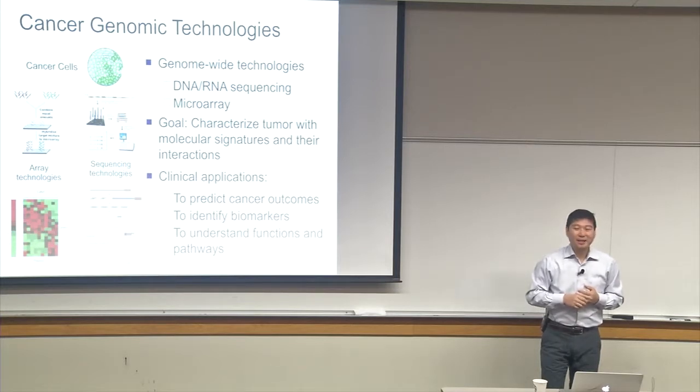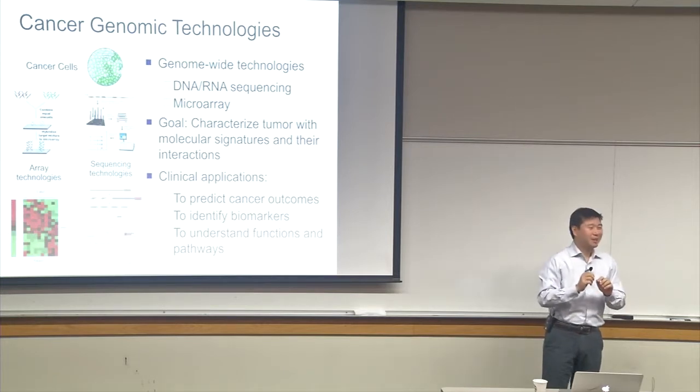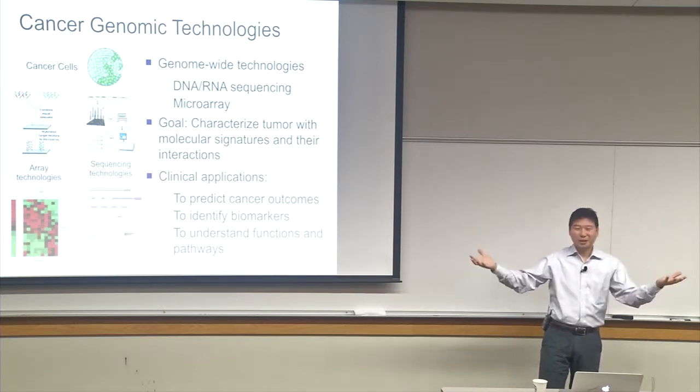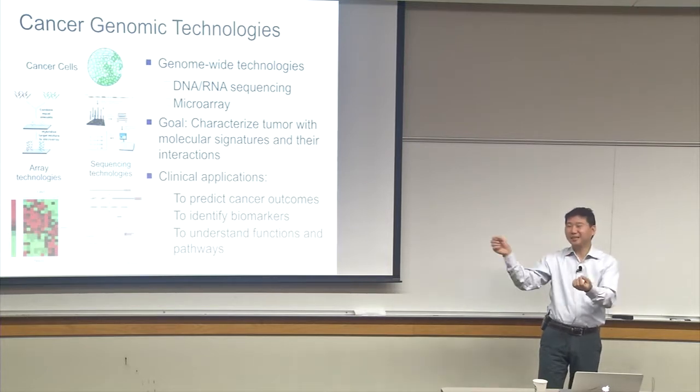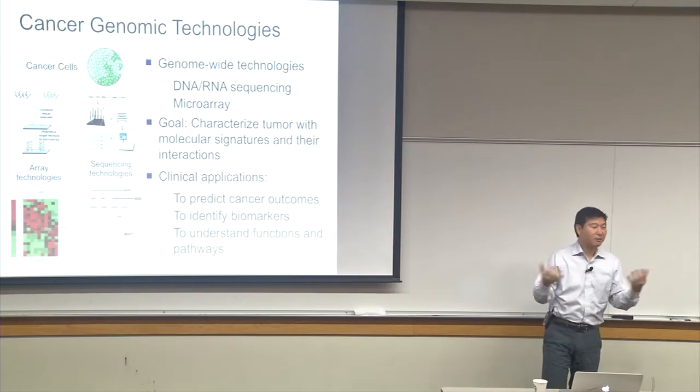The reason is that you really don't know what the mutation is. With the array-based one, you have to design probes that are complementary to what you want to detect. But if you don't know what you are detecting, then array technology is not as useful. Versus sequencing technology is de novo, which means I don't care what's in this genome. I just keep reading it many, many times, so I can put it all back together. Then I can read all kinds of aberrations.